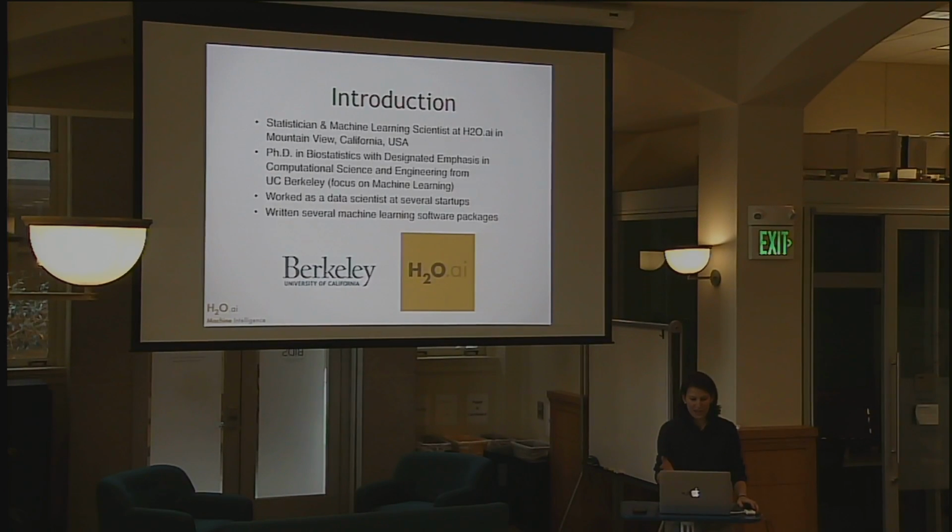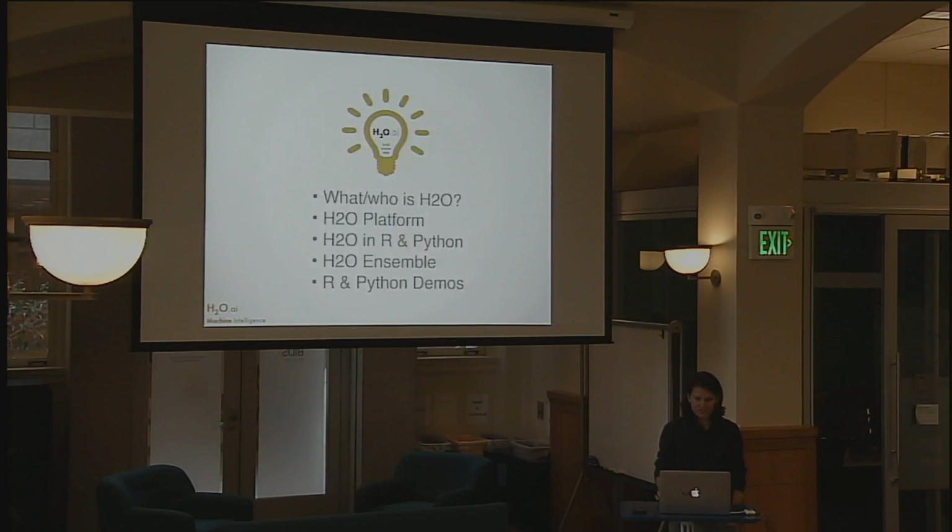So Kevin already said this as well. I have a PhD in biostatistics from here, Berkeley, and then I've worked as a data scientist at a few different startups, and I've written a few machine learning software packages, mostly in R. But I do both R and Python. But as a statistician, I guess I'm more of an R primary person.